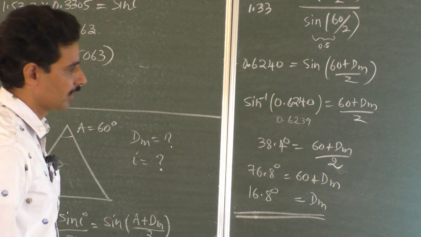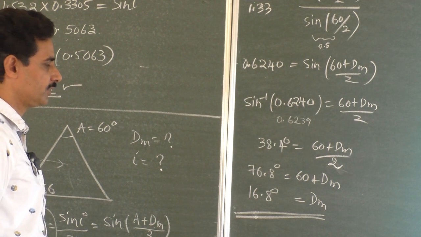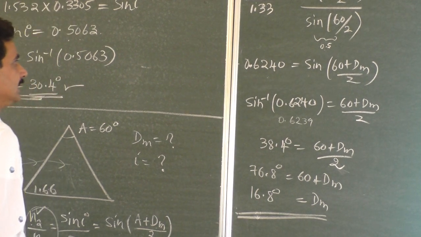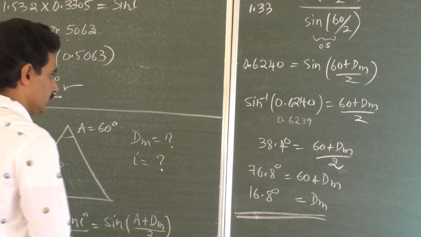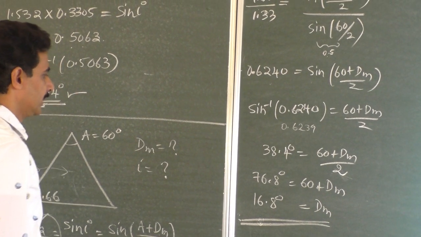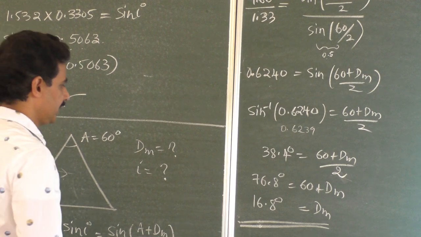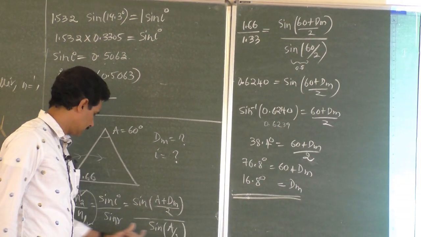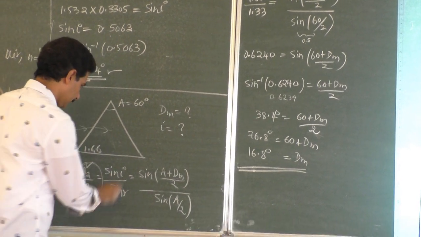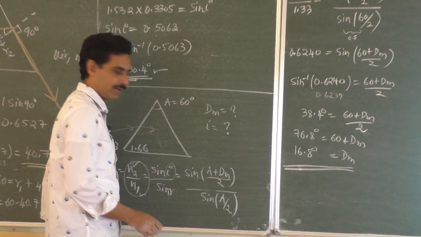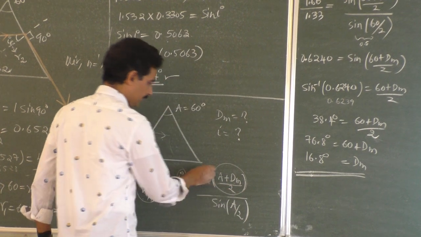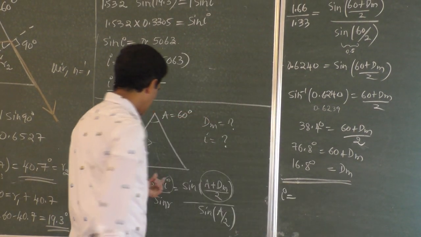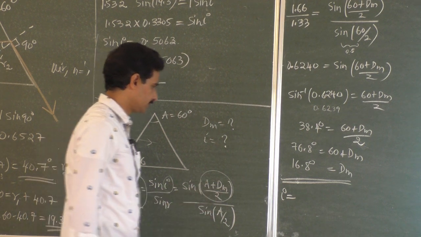There is one more question. Find also the angle of incidence for the ray of light in this condition. We have to find out i. What is i equal to? i is nothing but A plus dm by 2, correct? Because you see the formula here, n21 is sin i by sin r. In the place of i, you just remember the derivation. The derivation says it is A plus dm by 2. So if I want to know what i is, it is nothing but A plus dm by 2.